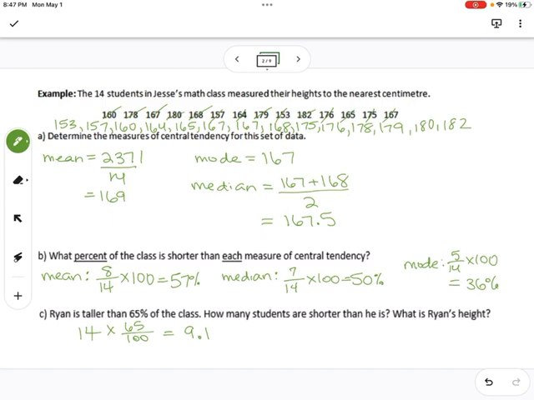which means that Ryan is taller than 9 people. Okay. Because Ryan is taller than 9 people, that means he is the 10th tallest person. So we would count up to our position 10. 1, 2, 3, 4, 5, 6, 7, 8, 9, 10. So that means Ryan is 176 centimeters tall.